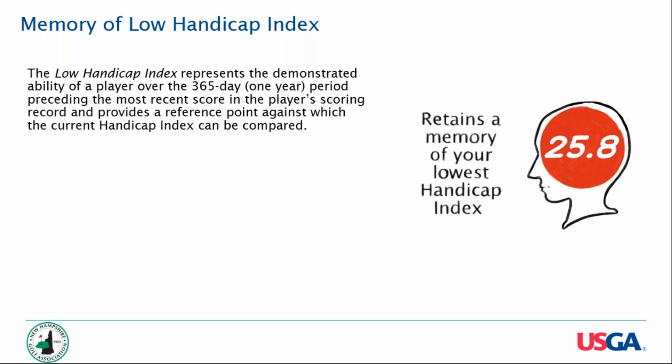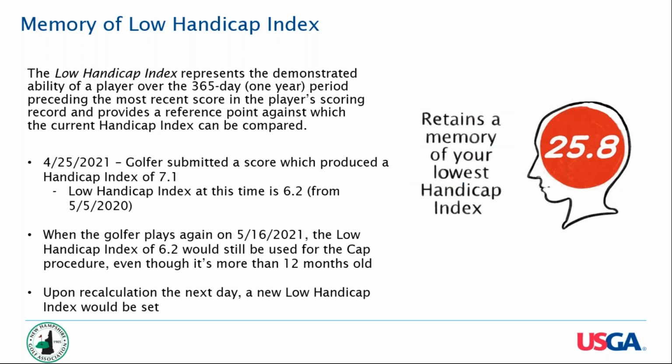The low handicap index is established once they have 20 scores in their scoring record. If they have fewer than 20 scores, then they're not going to have a low handicap index, and the soft and hard cap will not apply to them, not until they have 20 scores. And keep in mind that this low handicap index can become more than 365 days old in a period between 2 rounds being played.